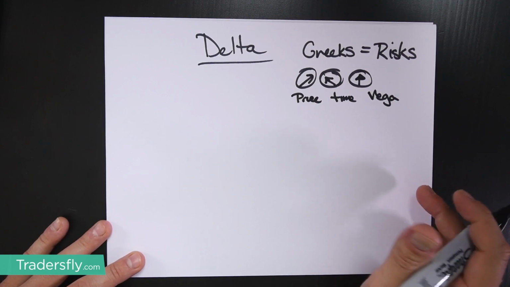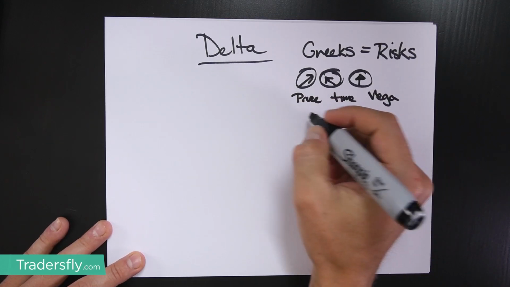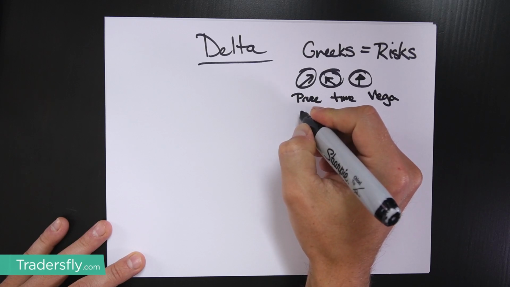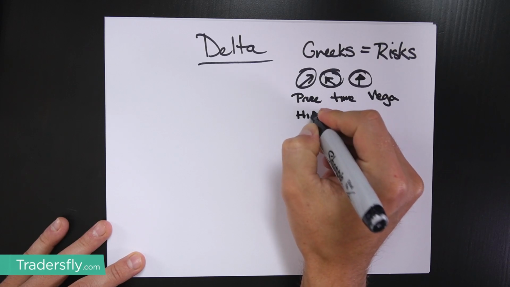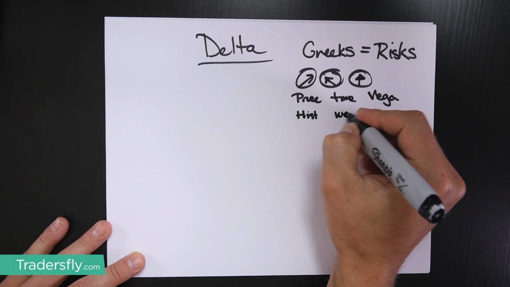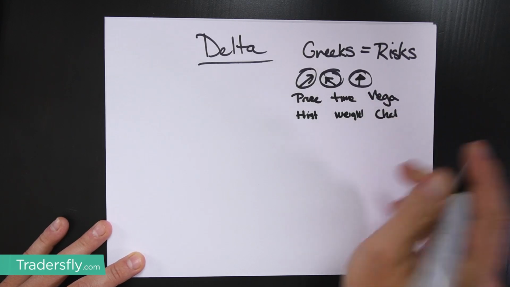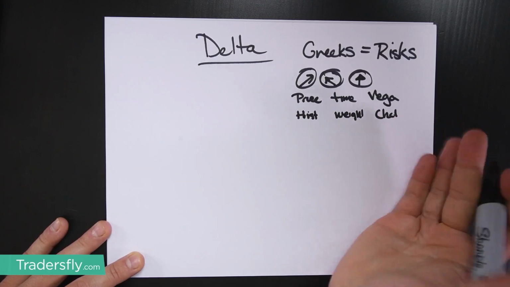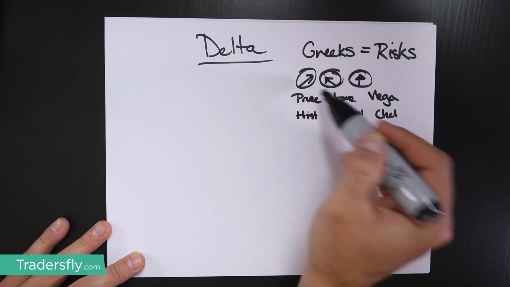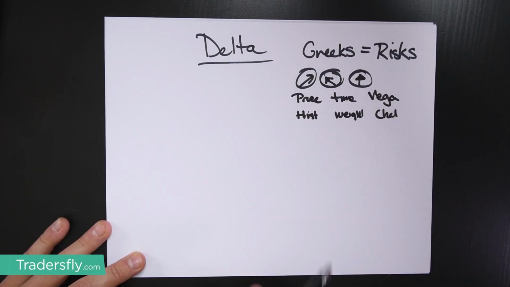If you have health problems, well, you have different risks. You've got maybe hereditary, or let's say history risk. You have weight risk, maybe you have cholesterol risk. So there are different risks in anything in life. And when it comes to options, you've got price, time, vega. That's kind of the main ones.